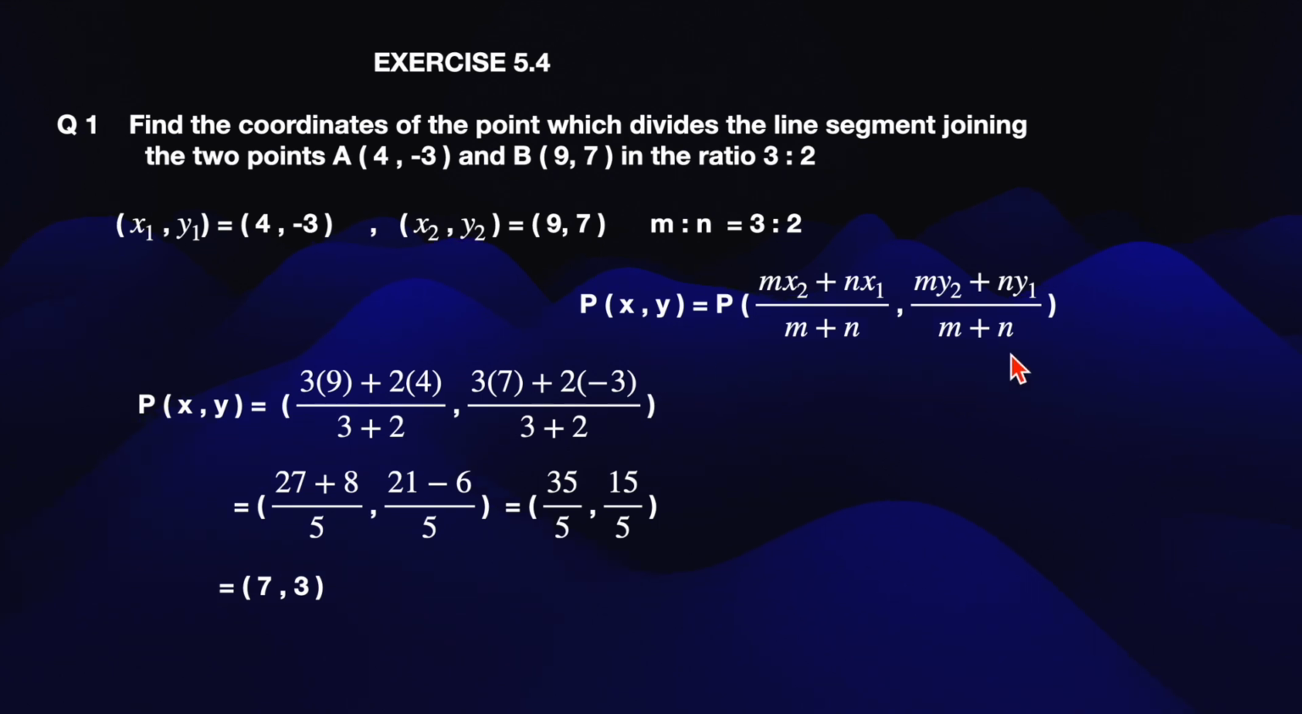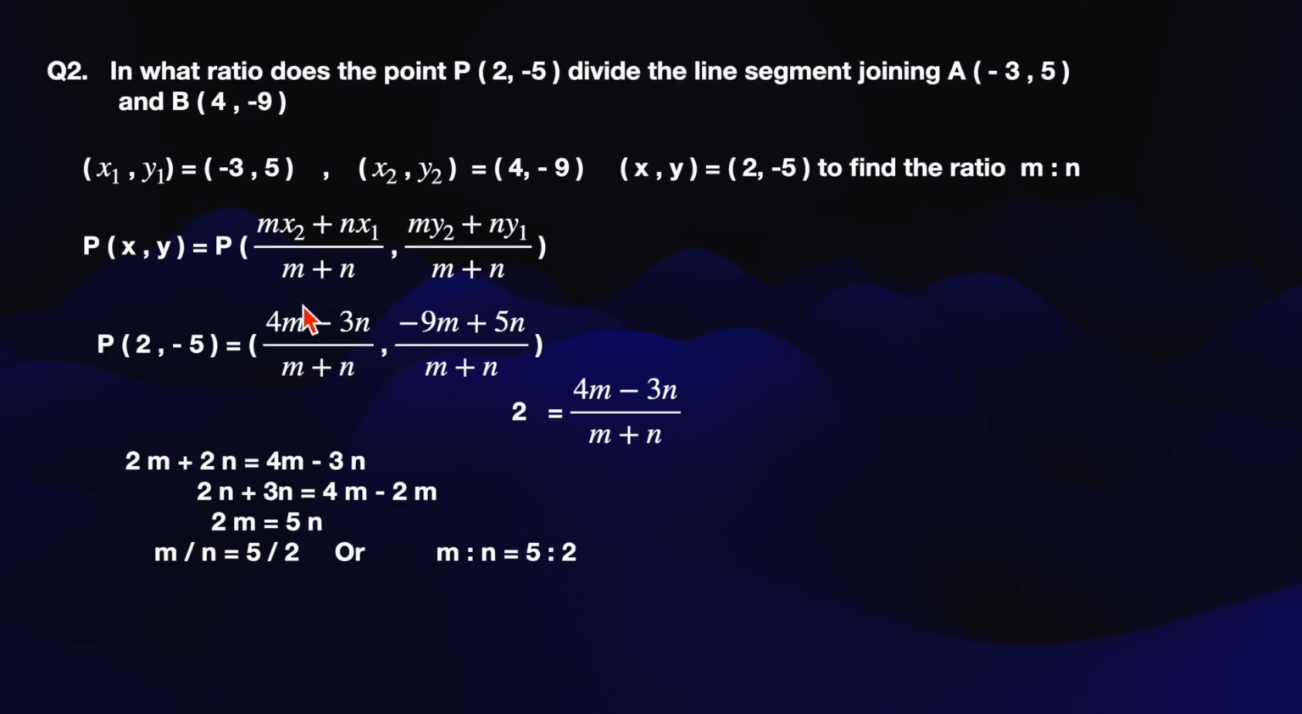So here is the formula, please memorize it. P(x, y) is equal to P of (mx2 plus nx1) upon (m plus n), comma (my2 plus ny1) upon (m plus n), where m is to n is the ratio of the division. So here in this sum it was 3:2. So we always take the m value as the numerator and the n value as the denominator of the ratio.